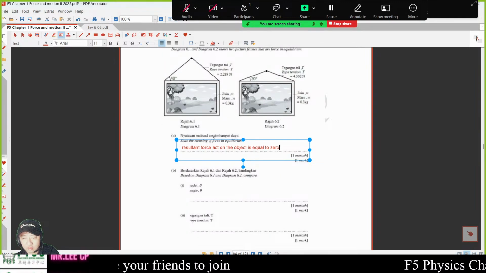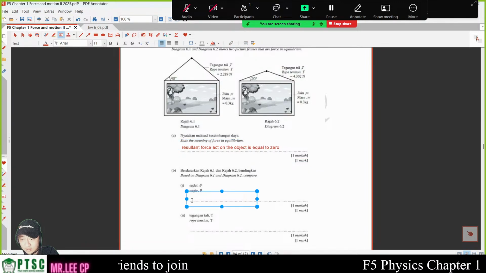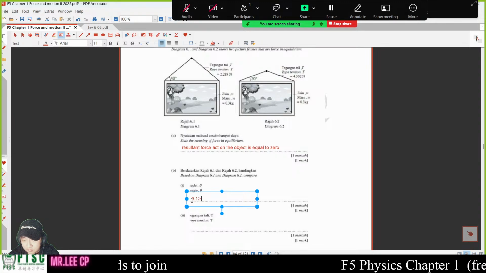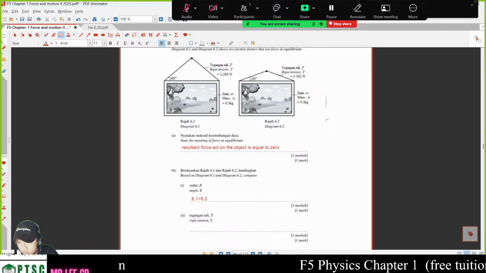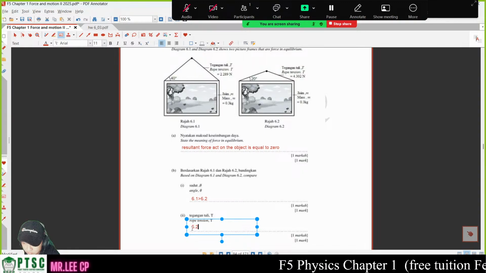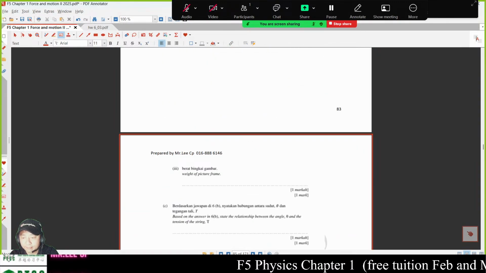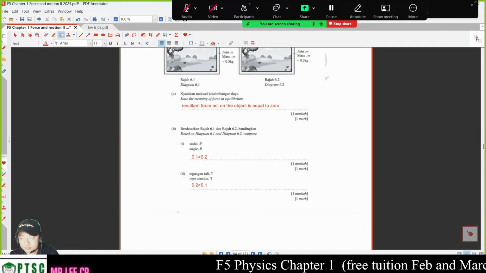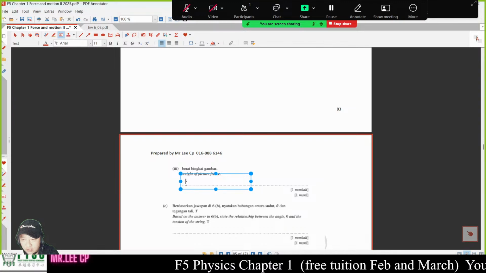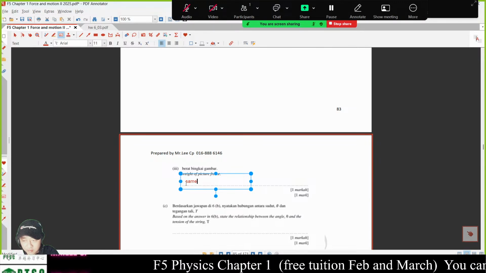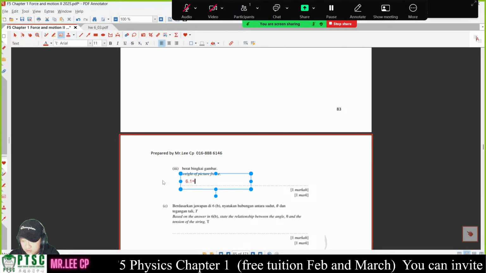Now compare the angle, this angle and this angle. 6.1 is more than 6.2, right? The tension in 6.2 is more than 6.1. Weight, 0.3 kg, 0.3 kg, so the same. 6.1 is equal to 6.2. Alright, you can write 6.1 is equal to 6.2.